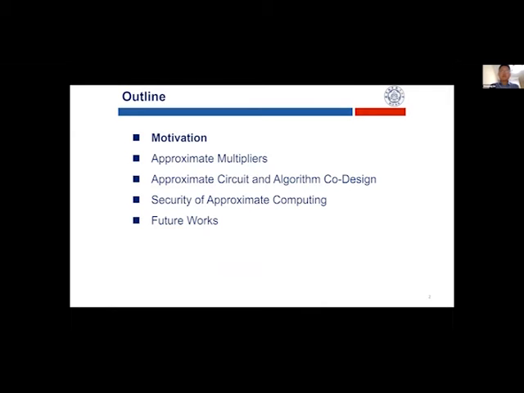First is the motivation of why we need approximate computing. As the main study is on computer arithmetic, I will talk about approximate multipliers. Then I will talk about how approximate multipliers can be used in AI algorithms, like deep neural networks and the co-design methodology. And in the last part, I will talk about the security issues of approximate computing itself.